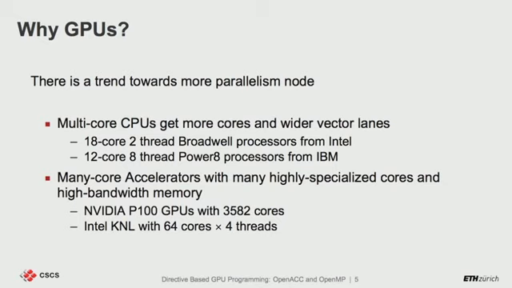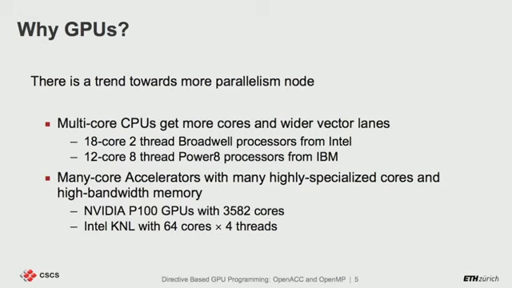And not only that, we have multiple thread contexts. For example, Broadwell is an 18-core processor with 2 threads per core. And the Power processor from IBM has 12 cores by 8 threads, which makes 96 hardware threads, basically CPUs.